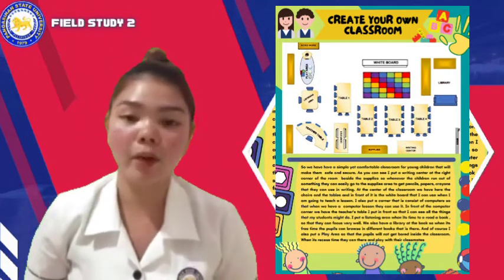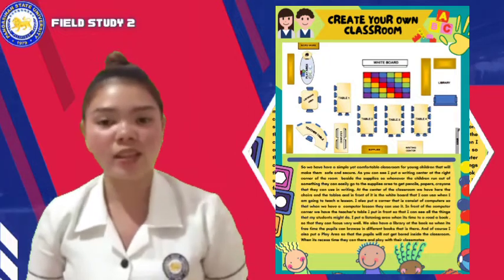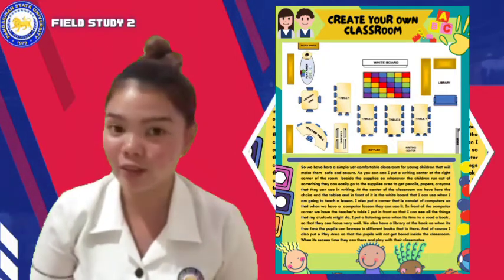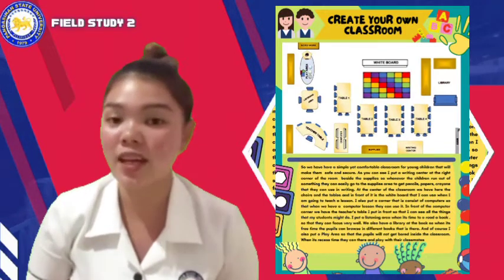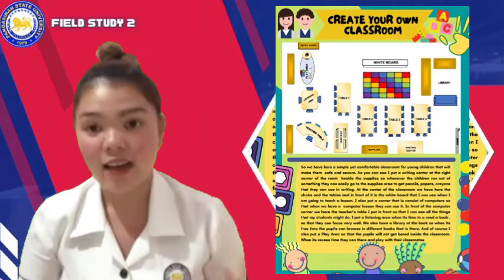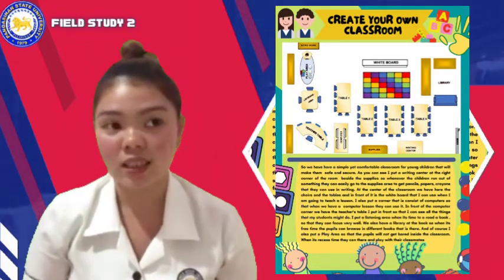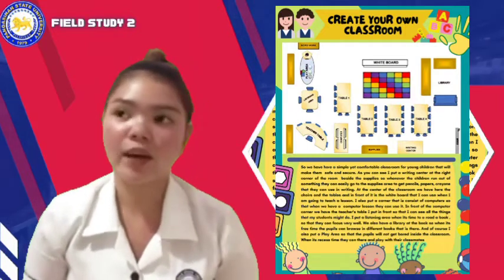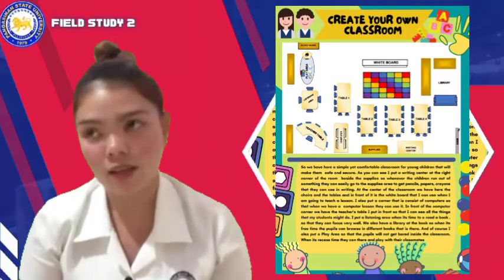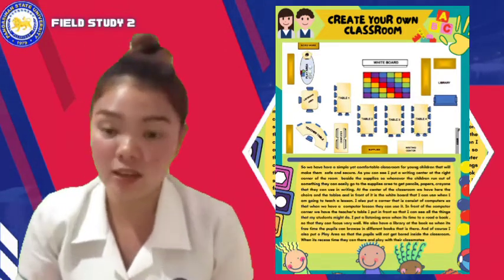De Luna, and my part in activity 3 is to create a classroom. As you can see, we have here a simple yet comfortable classroom for young children that will make them feel safe and secure. We have the writing center at the right corner of the classroom, and beside it is the supplies area. Whenever the children run out of something, they can go there and get some crayons, pencils, and papers that they may use in doing their activities.